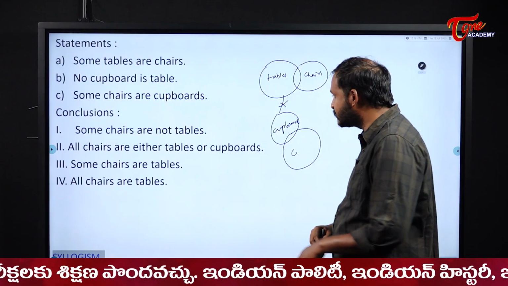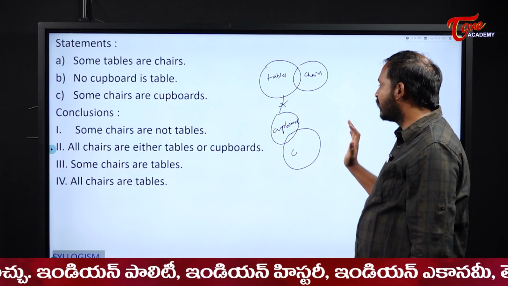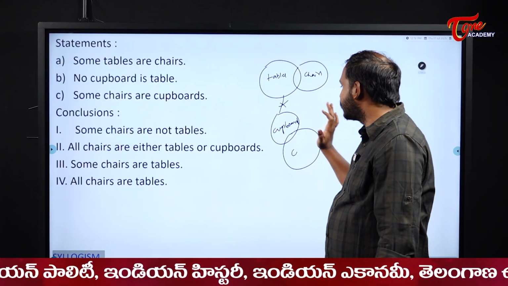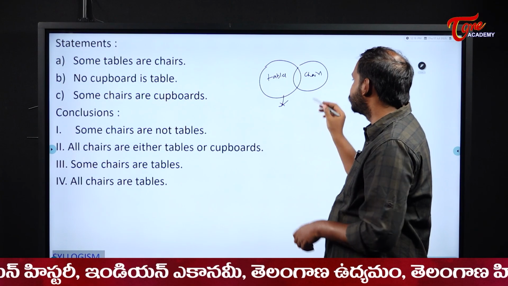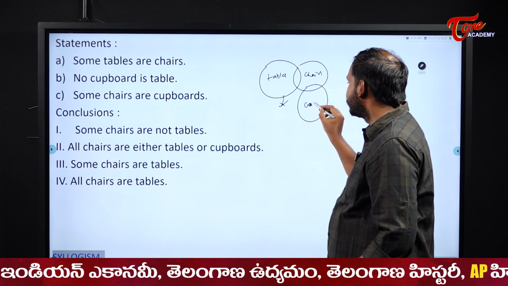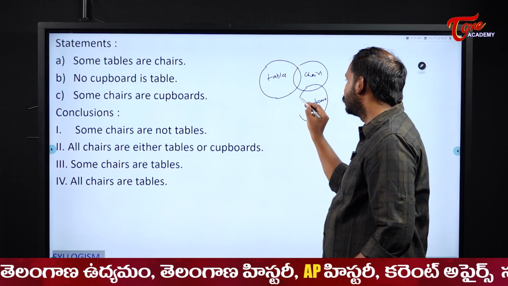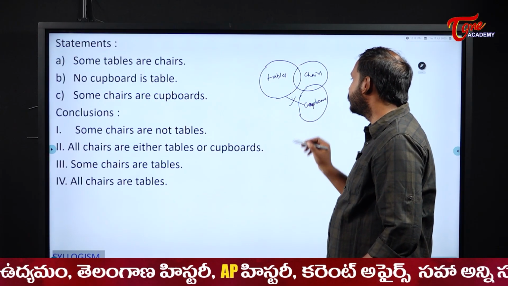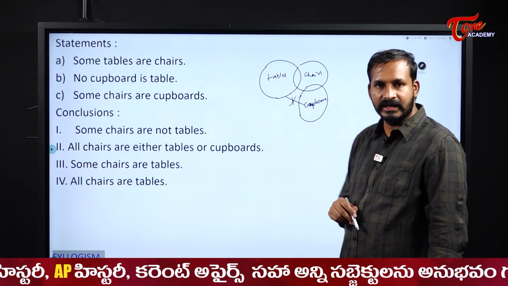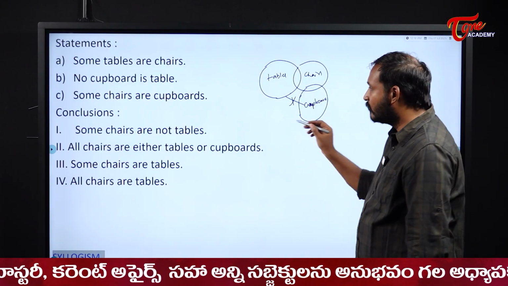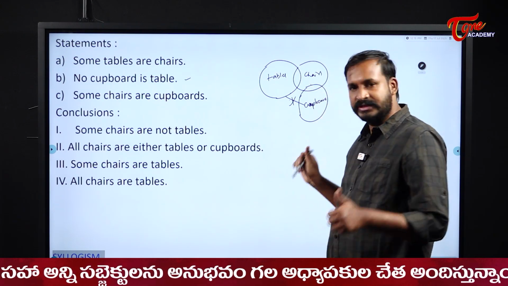Now please see here students. Already I have tables and cupboards, and still he is telling that some chairs are cupboards. Now to justify these two, where can I draw my cupboards, tell me. I will draw my cupboards here, so that there will be no relation between tables and cupboards, right? Yes, it is correct. Now these two are correct. No cupboard is table, yes. Some chairs are cupboards, yes.